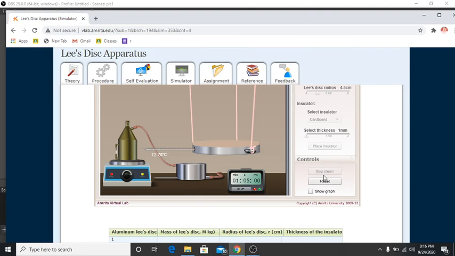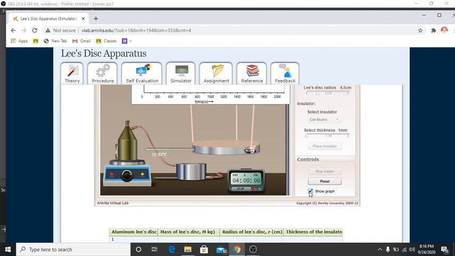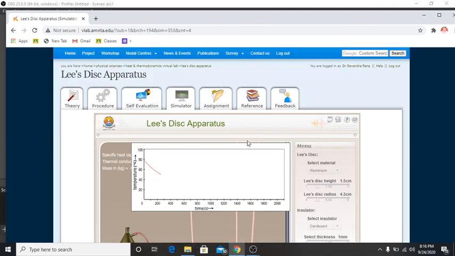While the temperature is falling, you have to note down the temperature of T2 every 30 seconds, and you have to take these readings down to 10 degrees below your steady state. So you have to go up to 52. Then now here you can have this graph.